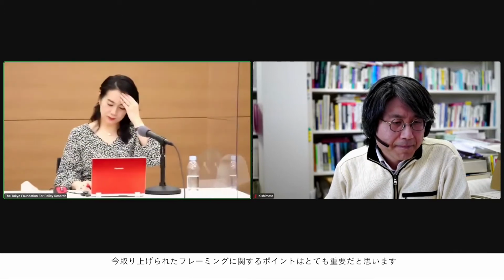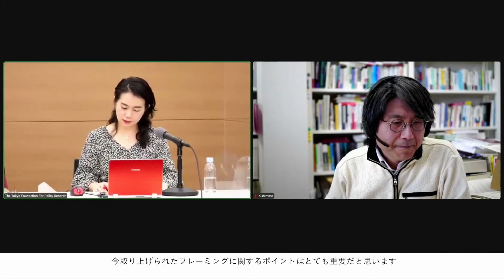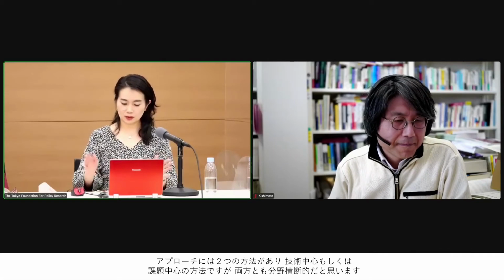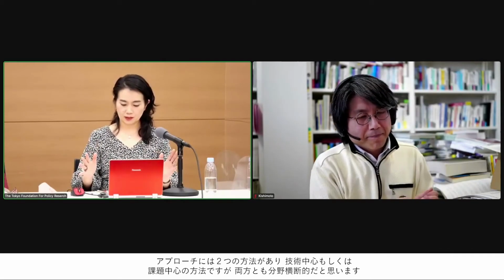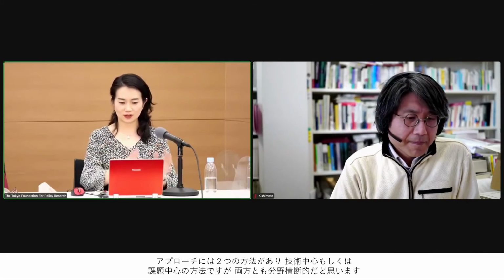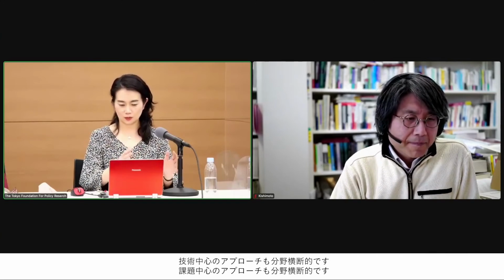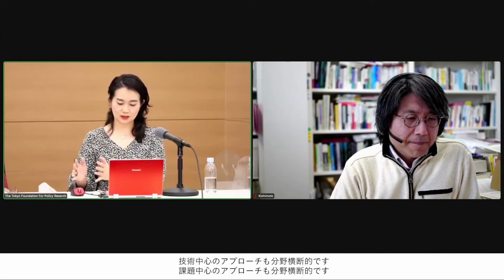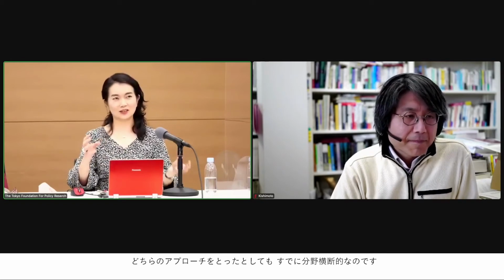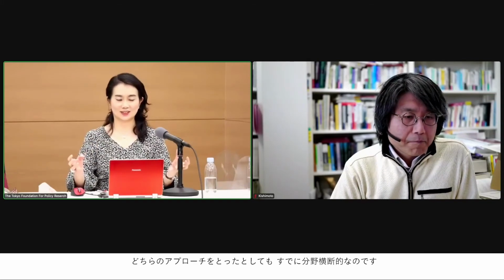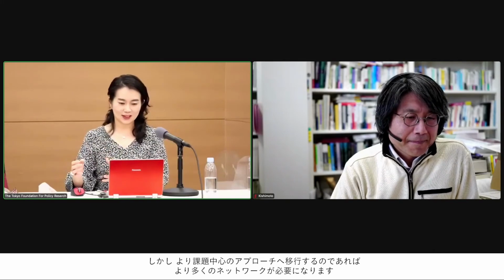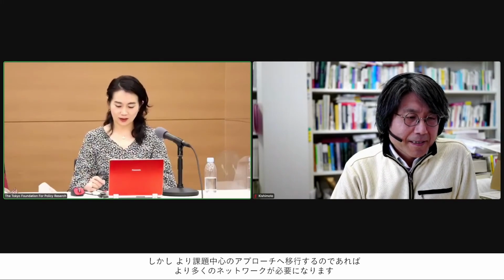I think the point that you have raised in terms of framing is very important. There are two ways of approaching it, technology-oriented or issue-oriented, and both are cross-cutting. Technology-oriented is also cross-cutting. Issue-oriented is also cross-cutting. So whichever approach you take, it's already cross-cutting. But if you move more to the issue-oriented, it needs more and more network.